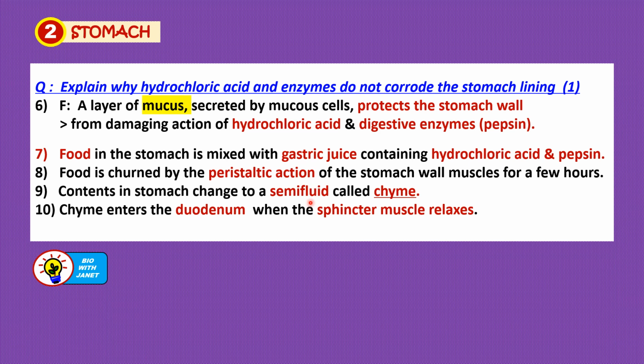Then the contents in the stomach will slowly change after the digestion to form a semi-fluid called chyme. Then this chyme enters the duodenum when the sphincter muscle relaxes. The sphincter muscle at the bottom of the stomach will then relax. When it relaxes, it will open the opening that will allow the food to move into the duodenum.